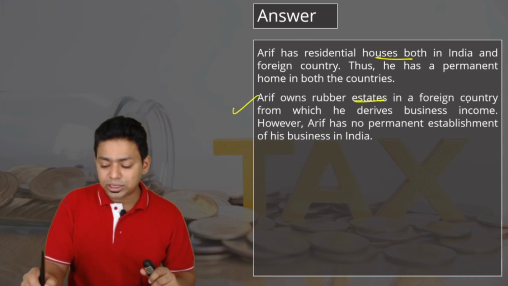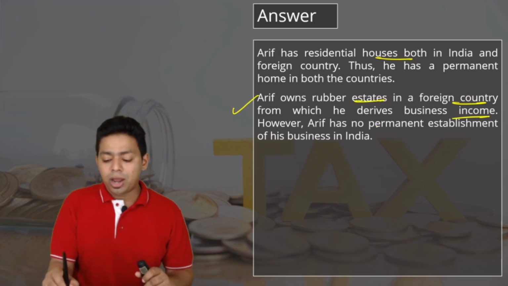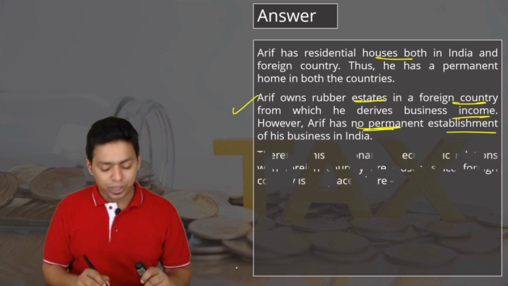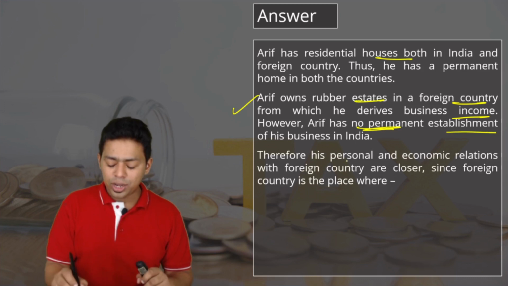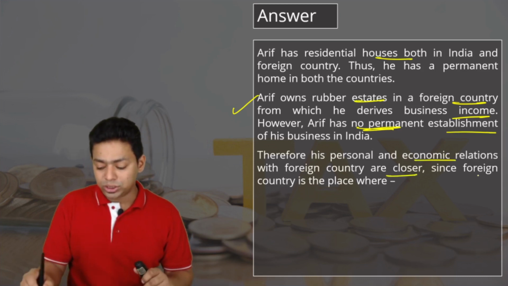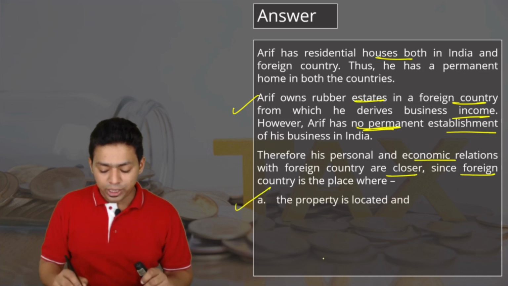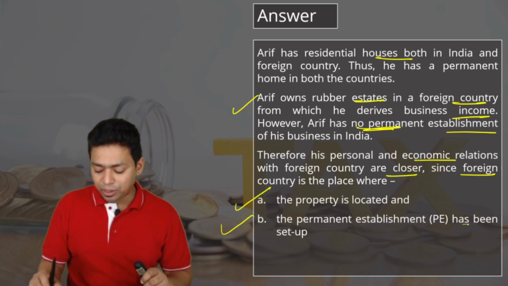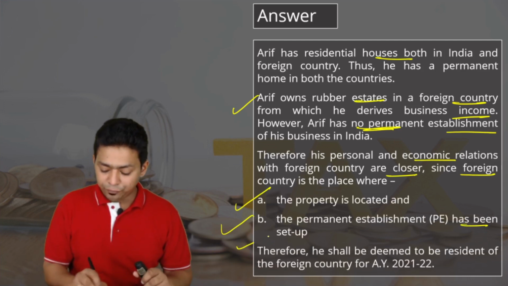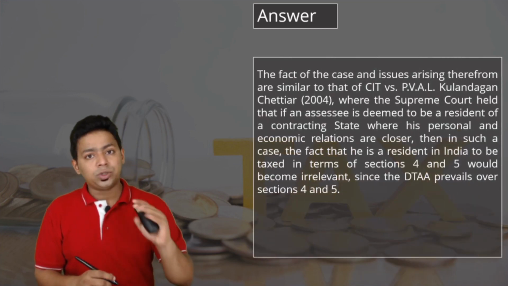Asif owns a rubber estate in a foreign country from which he derives a business income. However, Asif has no permanent establishment in India. Therefore, his personal and economic relations with a foreign country are closer, since the foreign country is a place where he has a property and a permanent establishment set up. Therefore, he shall be deemed to be a resident of a foreign country for AY 21-22. This is according to the tiebreaker rule.